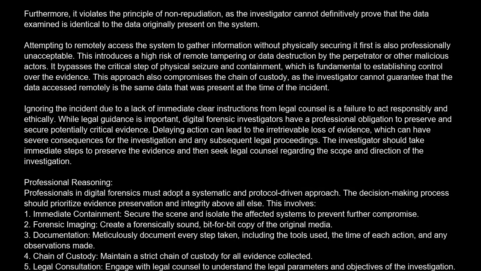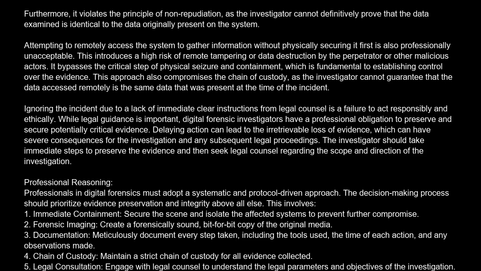Furthermore, it violates the principle of non-repudiation, as the investigator cannot definitively prove that the data examined is identical to the data originally present on the system. Attempting to remotely access the system to gather information without physically securing it first is also professionally unacceptable. This introduces a high risk of remote tampering or data destruction by the perpetrator or other malicious actors.